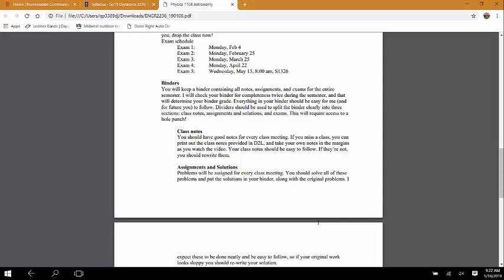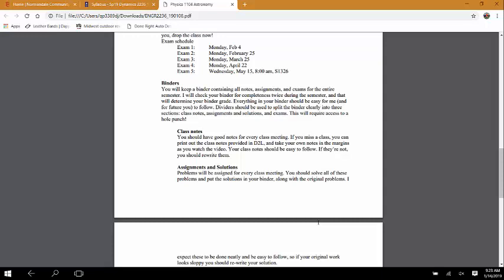If you want, it's fine with me if every class period you just copy out my notes and three-hole punch those and put them in your binder. I try to keep them legible and readable. So that's fine with me. They don't have to be your own notes, but you have to have notes for every class meeting. And like I say here, your notes should be easy to follow. They should be legible. If they're not, you should recopy them.